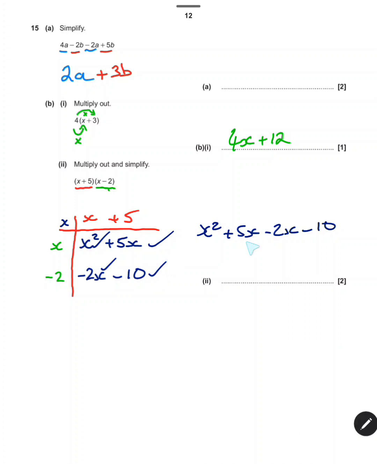They're your 4 terms. These middle 2 terms always simplify. So we've got X squared plus 5X take 2X, start at 5 and take 2 is positive 3X, and then the minus 10.